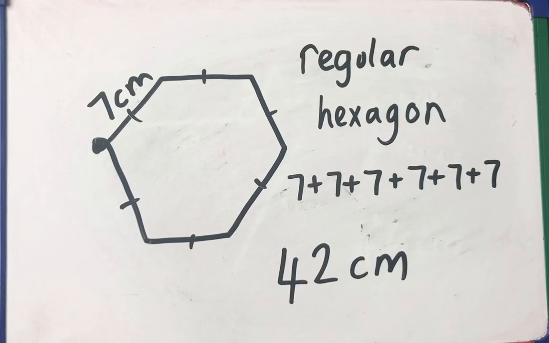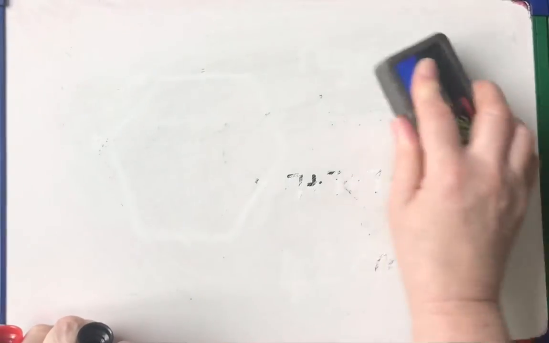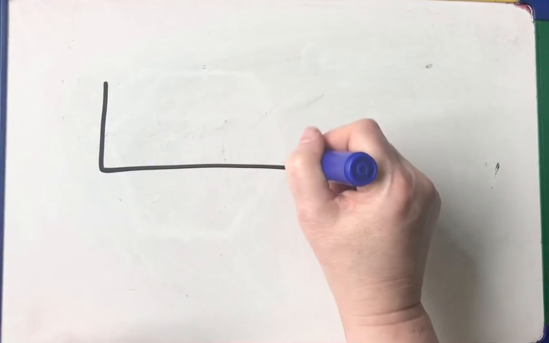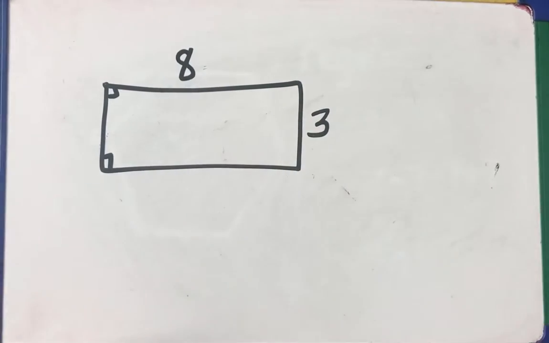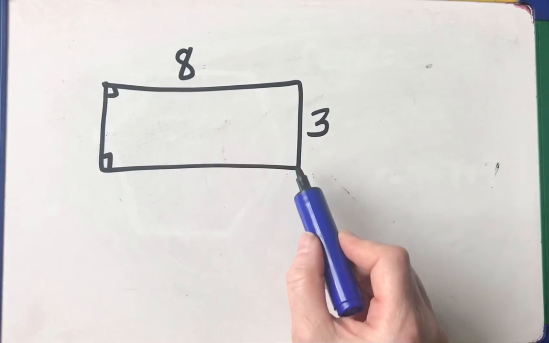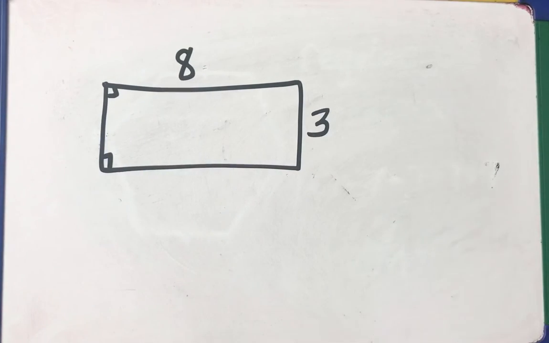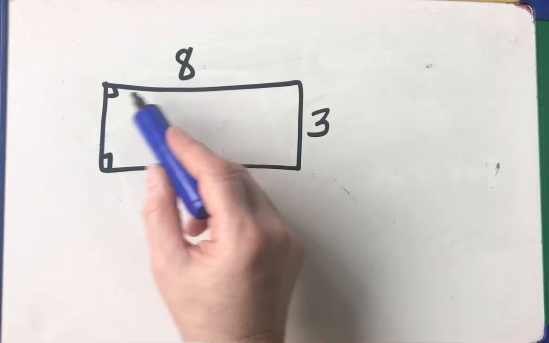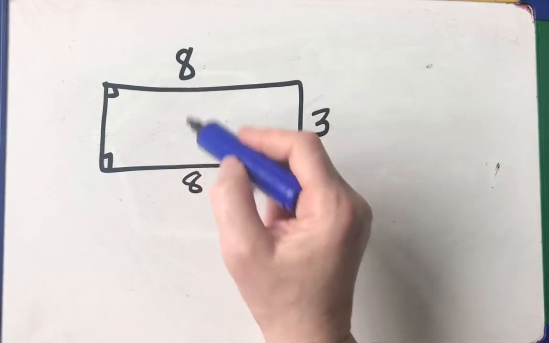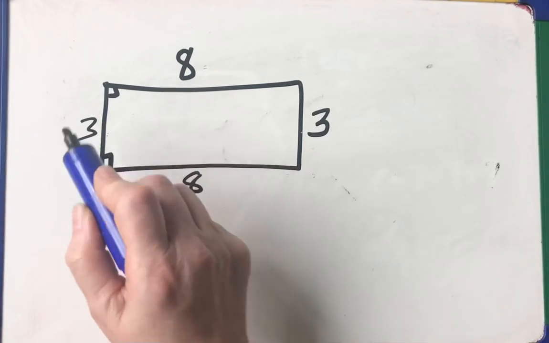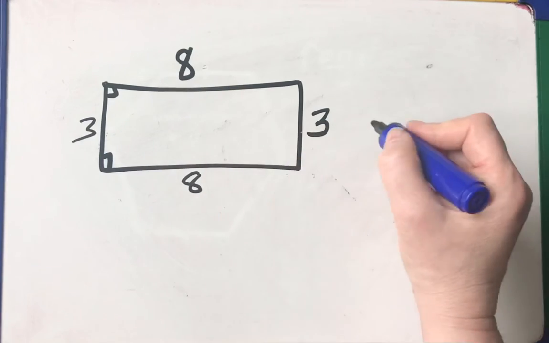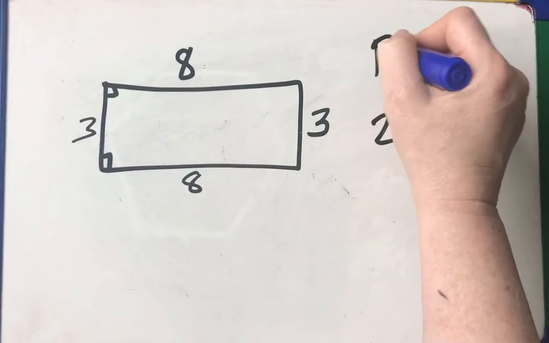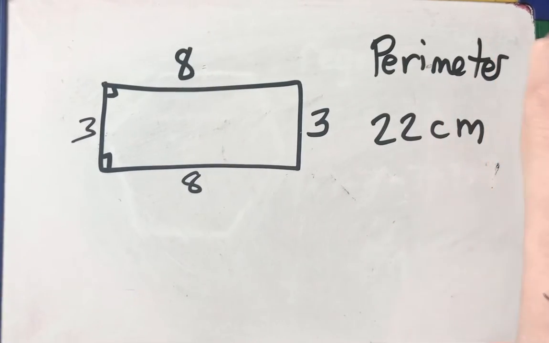If I had a rectangle like this, if that's 8 and that's 3, I could go 8 plus 3 plus 8 plus 3. Or a quicker way of doing it, I know that opposite sides of a rectangle are equal. It's got 2 8s are 16. These are both 3. So I've got 8 plus 3 is 11. It's going to be 22 centimetres. The perimeter is 22 centimetres.